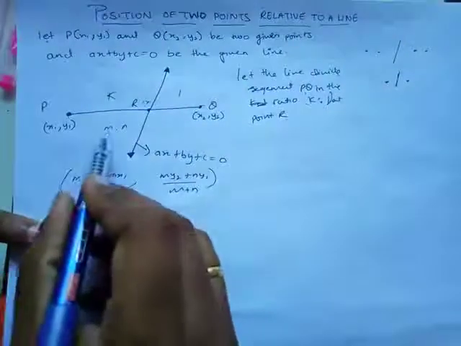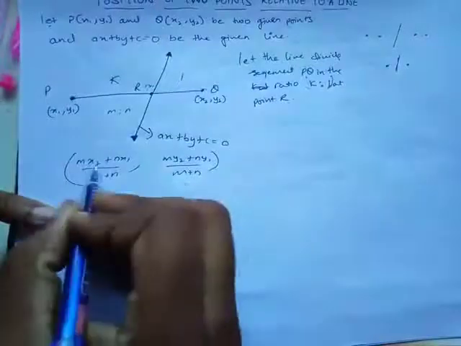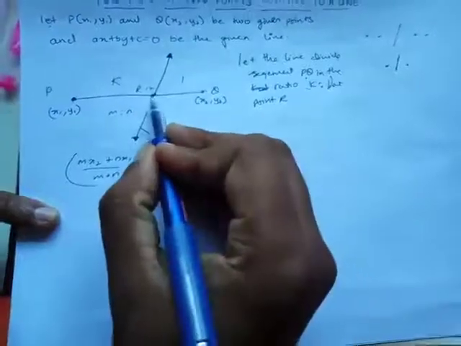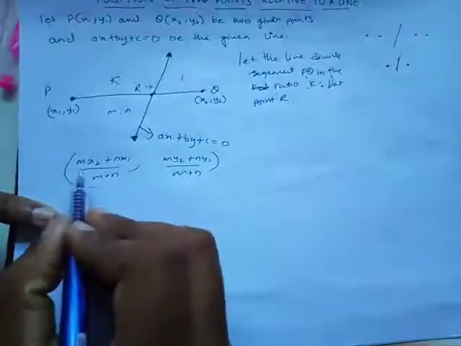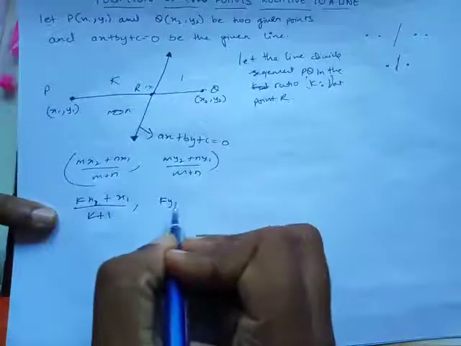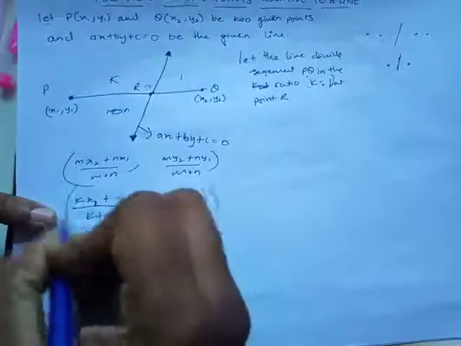So right now it's not given m ratio n, it's given k ratio 1. So I'm going to write k ratio 1 right now, so that I can have the coordinates of this point. I have the coordinates of this, and of this, but I don't have the coordinates of this. So what can be the coordinates? This is k ratio 1, so x is k x2 plus x1 upon k plus 1, and y is going to be k y2 plus y1 upon k plus 1. So these are the coordinates.